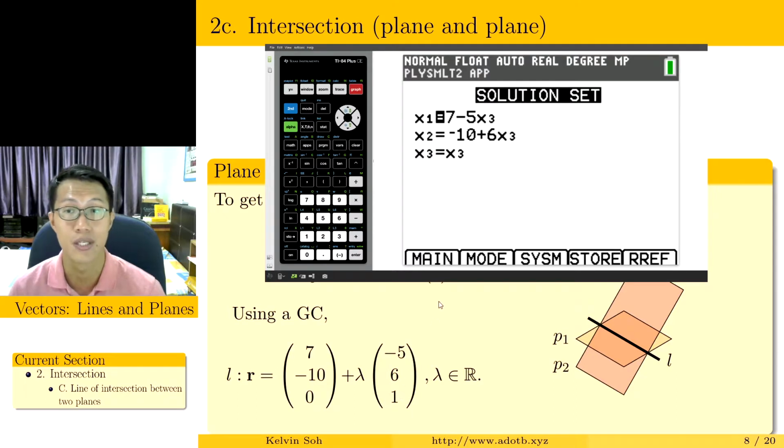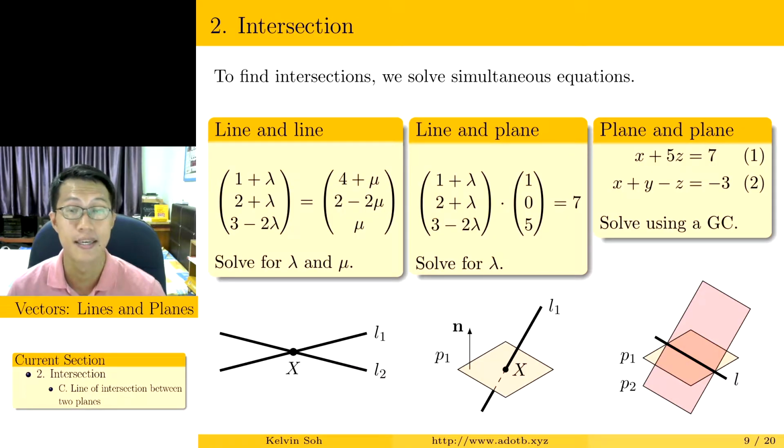So this is how we can use our graphing calculator to help us solve the case of intersections between two planes. To summarize this concept of intersection, our aim is to solve simultaneous equations between lines and lines, lines and planes, as well as planes and planes. Each method is a bit different. For lines and lines, we are equating our two equations. For lines and planes, we are substituting the equation of the line into the plane. And for planes and planes, we will be using our graphing calculator.